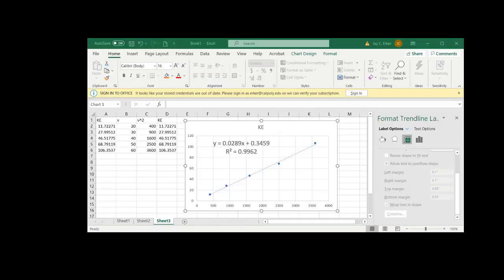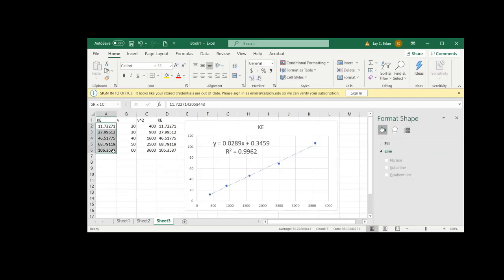Yeah. So, let's see if I can make sure I share my Excel. Can you see my Excel all right? Hopefully you can all see my Excel right now. So this was the kinetic energy values. This was the velocity values. Your values are probably different than mine.